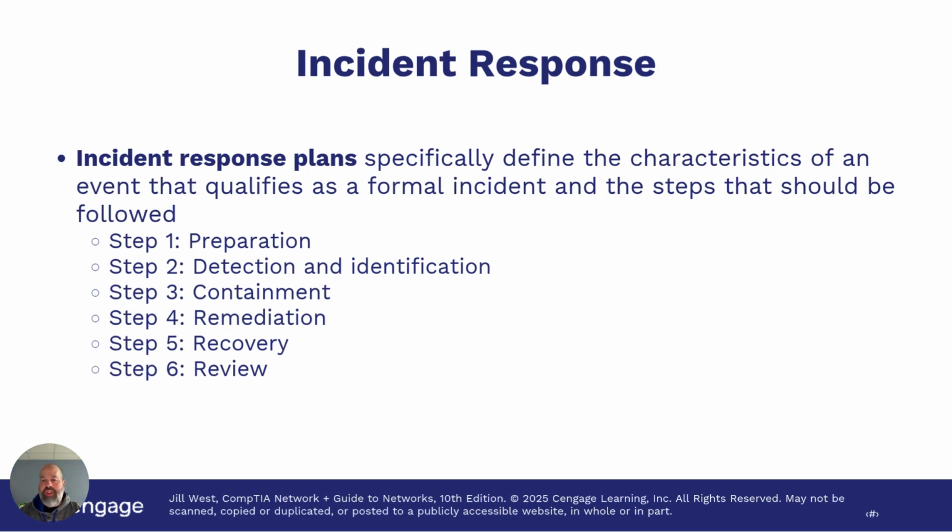Incident response plans define what qualifies as a formal incident and what steps to follow. There are 6 steps. We've got preparation, which is getting ready before things go wrong, detection and identification, which is figuring out what's happening, containment, which is stopping it from spreading, remediation, which is fixing the problem, recovery, which is getting back to normal operations, and review, which is learning from what happened so it doesn't happen again. It's like having a fire drill when you went to school, except for your network. Practice makes perfect, and you don't want the first time to actually be the real thing.